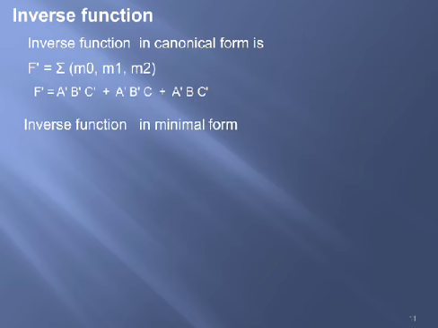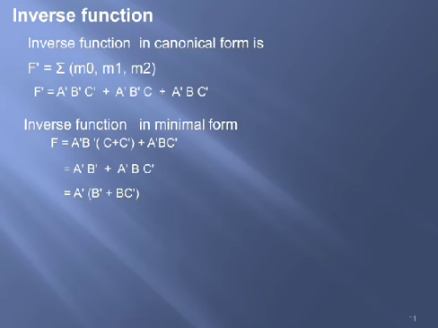Again, if you simplify, in the first two terms you get A bar B bar as common. Taking A bar B bar common, the leftover term will be C bar plus C, which becomes 1. Further, if you simplify, it will be A bar B bar plus A bar B C bar, and in this you can take A bar as common. So what is the leftover term?